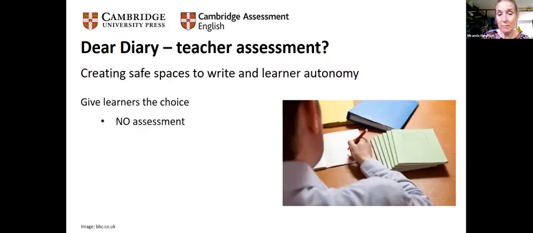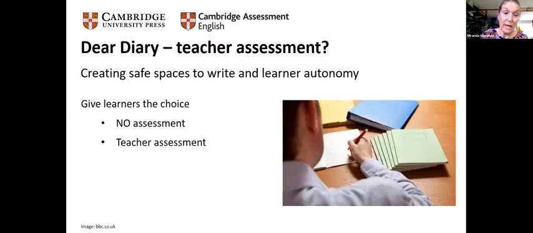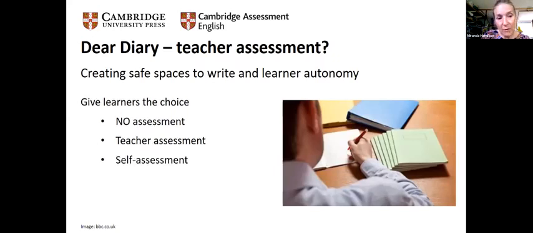The first is no assessment. Nobody looks at it. It's their private space. They can write what they like, and it's theirs to read in private. You could offer them the choice of you assessing it, but you are invited to look at their journal. Don't expect that they will give it to you. It is their choice. Of course, you can give them the tools and encourage them to reflect on their writing and evaluate what they've written.